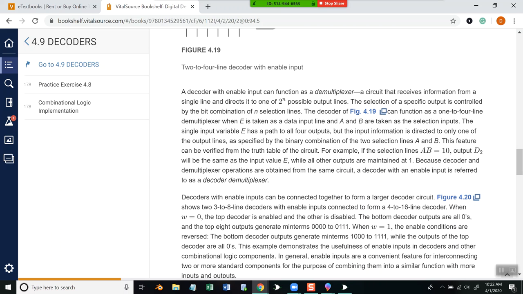A decoder with enable input can function as a demultiplexer. The circuit receives information from a single line and directs it to one of 2 to the n possible output lines.